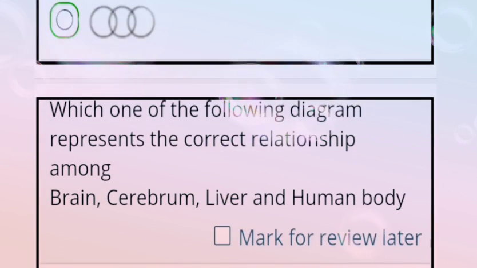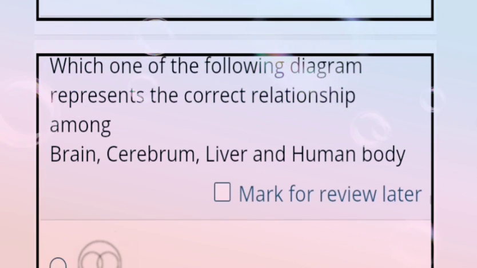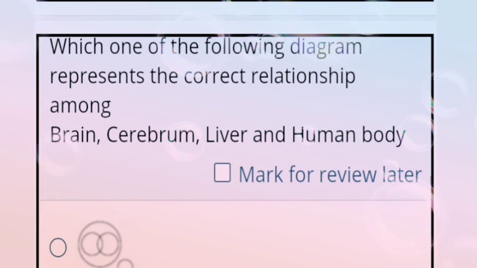Okay, now here is the next question. Which one of the following diagrams represents the correct relationship among brain, cerebellum, liver and human body? So the correct answer for this question is option D, which represents the relation of the given options.